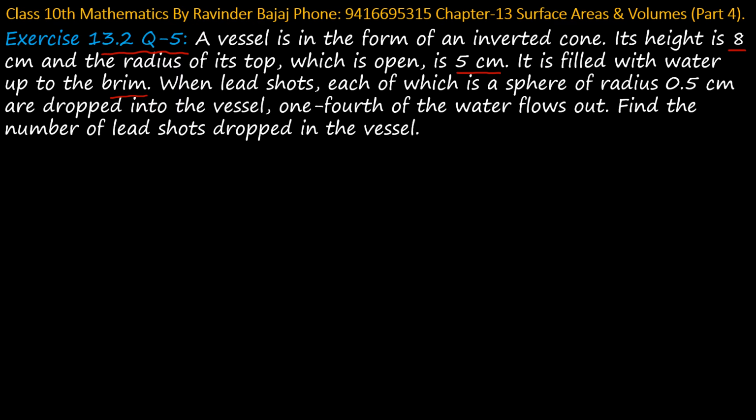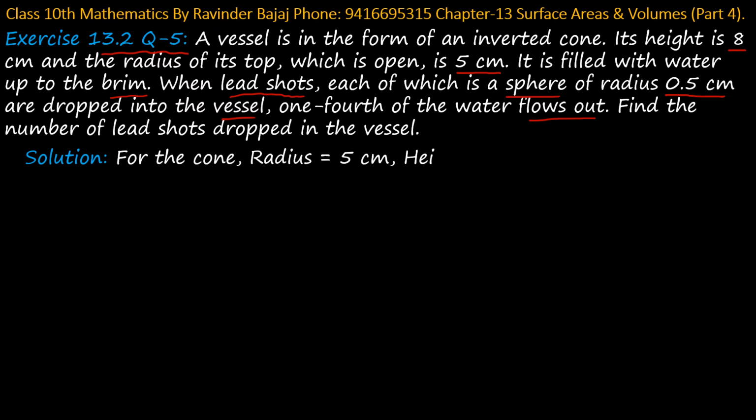When lead shots, each of which is a sphere of radius 0.5 cm. तो spherical balls हमने डाली, lead की बनी हुई कुछ balls डाली, whose radius is 0.5 cm, are dropped into the vessel. 1/4 of the water flows out. तो 1/4 water बाहर आ गया. Find the number of lead shots dropped into the vessel. So see the solution.